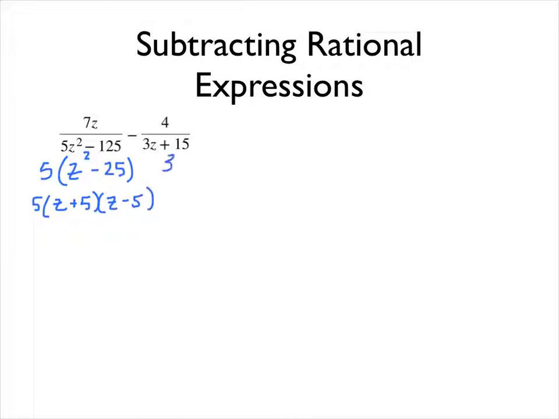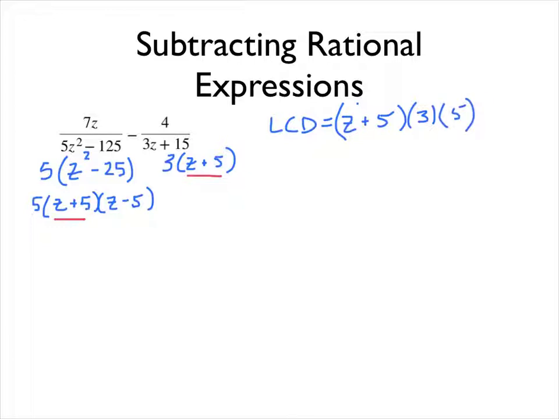And this one I'm going to have 3 times z plus 5. So my LCD this time, we have what we have in common. We have a z plus 5 in common. So we have z plus 5, one part, and then there's a 3. Again, there's always a 3, it seems, in these problems, isn't there? Then there's also a 5, and then there's a z minus 5. So that's my whole least common denominator that I need to make happen here.